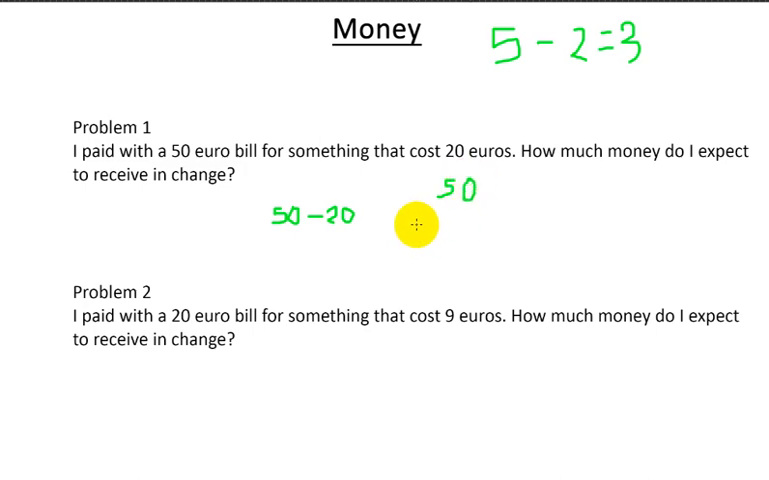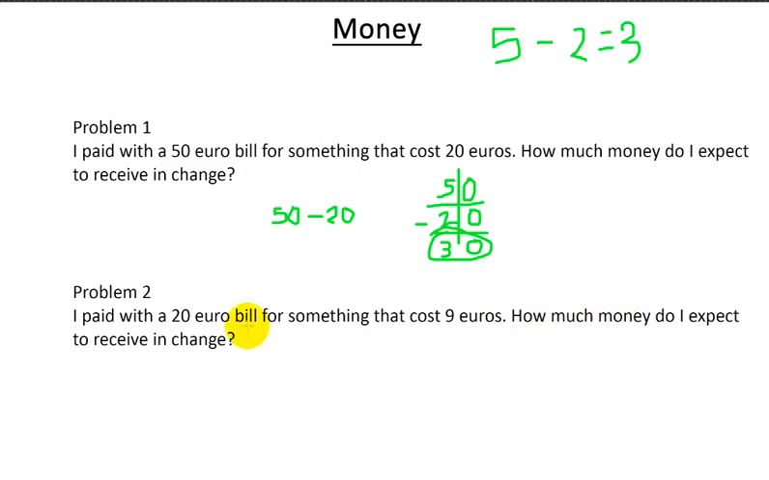50 take away 20. So we say 0 take away 0 makes 0. 5 take away 2 makes 3. So I should expect to get back €30.